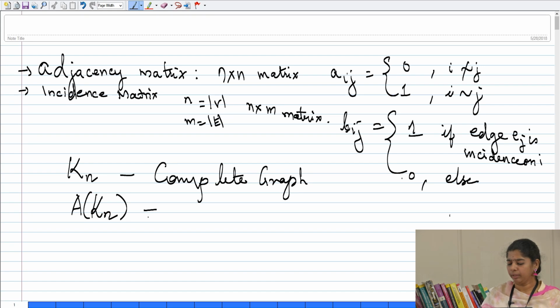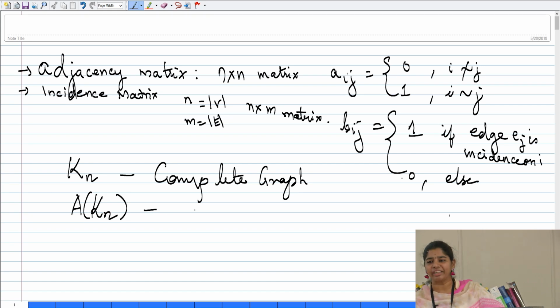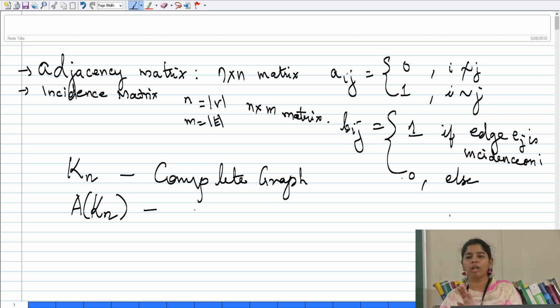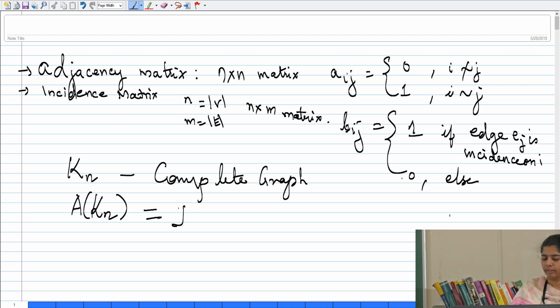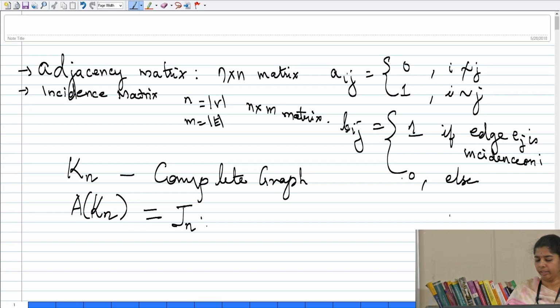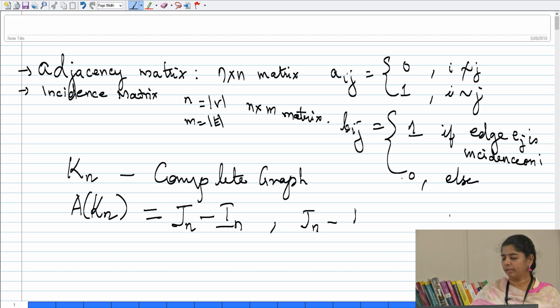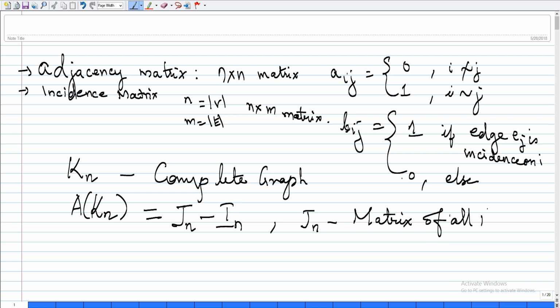So this is nothing but the complement of the identity matrix, or in mathematical terms, you write it as the matrix of all ones minus the identity matrix. So this is also represented as Jn minus In, where Jn is nothing but the matrix of all ones of order n by n. And In, you know, is the identity matrix.